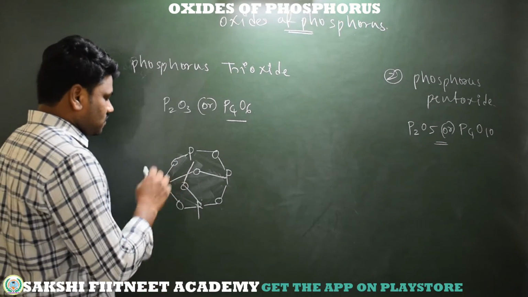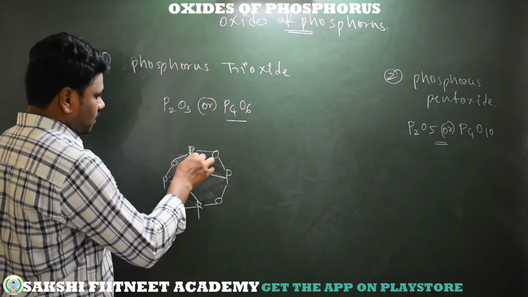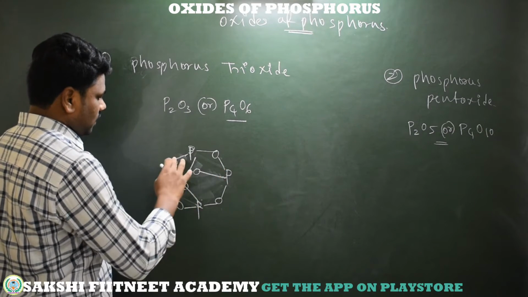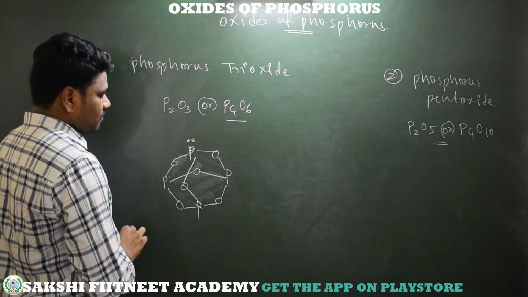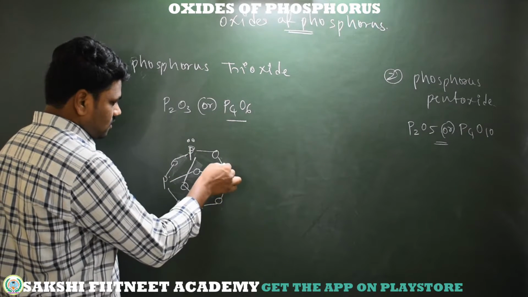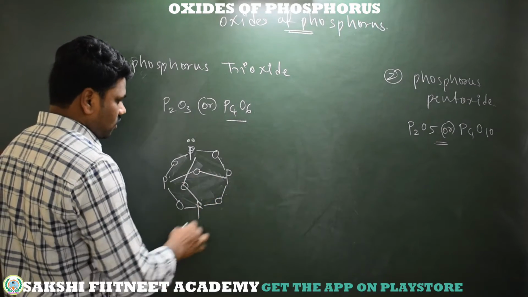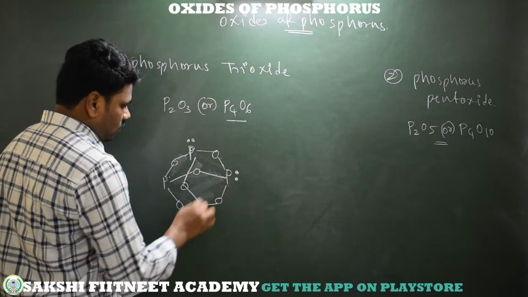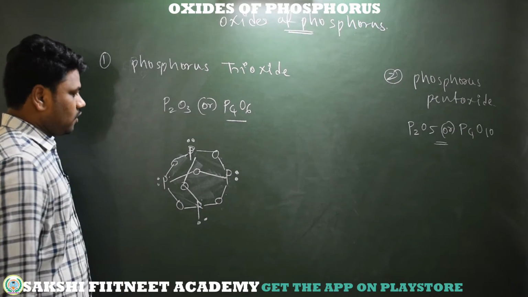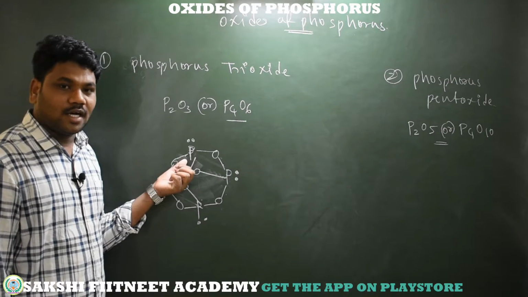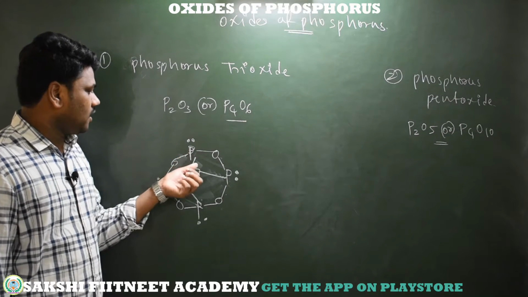Now coming to the geometry of each phosphorus. See here, this phosphorus has 3 bonds with 3 bridged oxygen atoms, and here we have one lone pair. Coming to this phosphorus, 1, 2, 3 bonded with 3 bridged oxygen atoms, and here we have one lone pair. Coming to this phosphorus, same. We know that phosphorus belongs to the fifth group, that means 3 unpaired electrons and 1 lone pair.